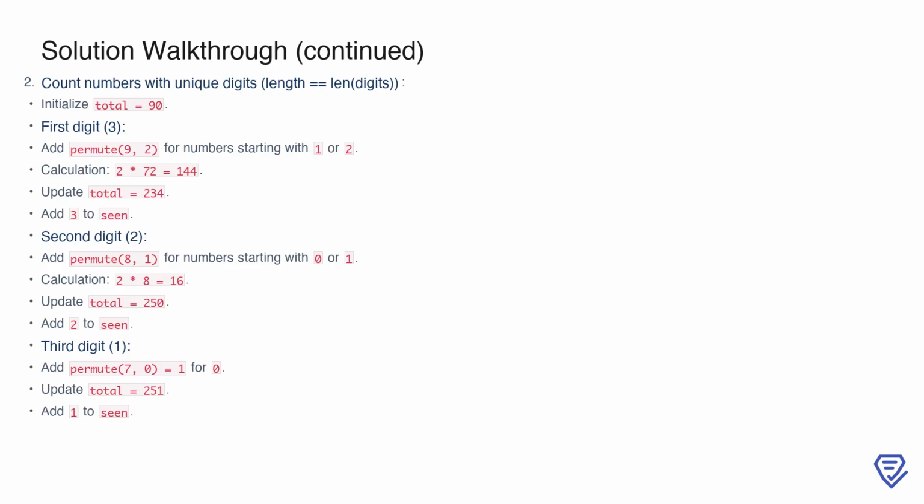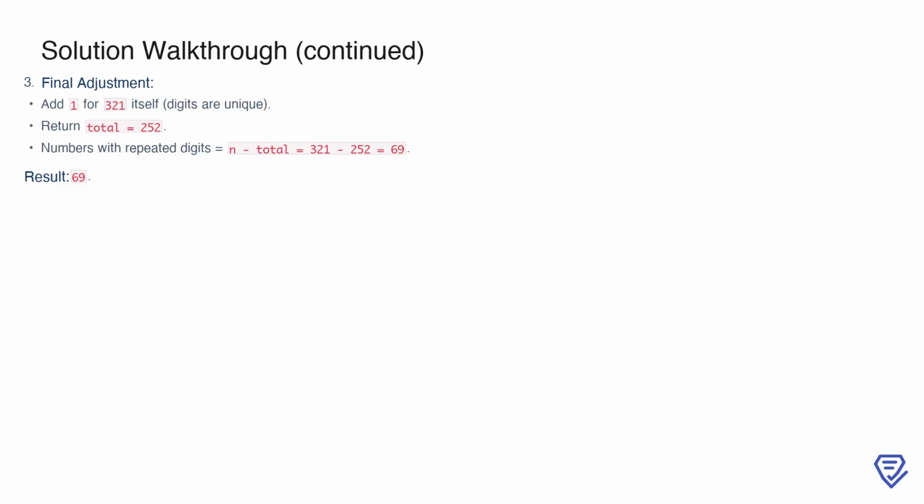This gives 2 times 8, or 16, which is added to the total, resulting in 250. The digit 2 is then added to the seen set. Finally, for the third digit, 1, we calculate permute 7, 0, for the digit 0, which equals 1. Adding this to the total gives 251. The digit 1 is then added to the seen set.